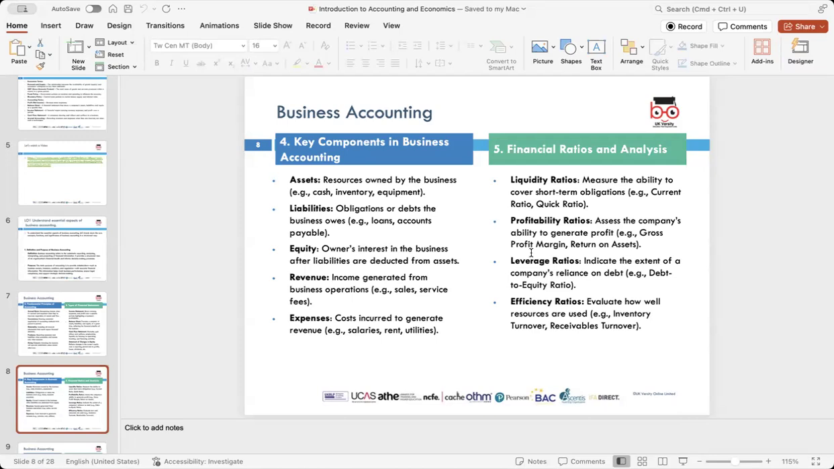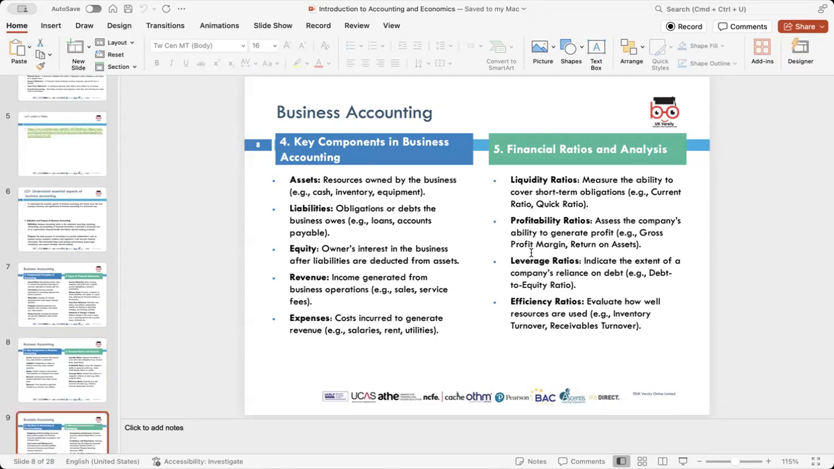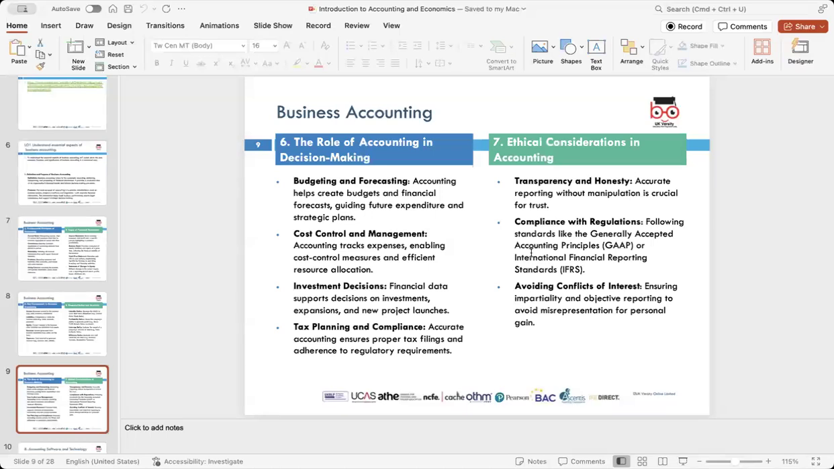Next are leverage ratios, which indicate how much a business relies on debt. For example, the debt to equity ratio compares total liabilities to equity, helping investors assess financial risk. Then efficiency ratios evaluate how well a company utilizes its resources. Inventory turnover, for example, shows how quickly inventory is sold, while receivable turnover indicates how efficiently a business collects payments from customers.